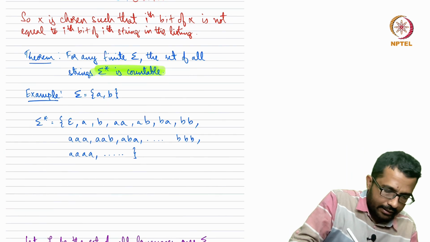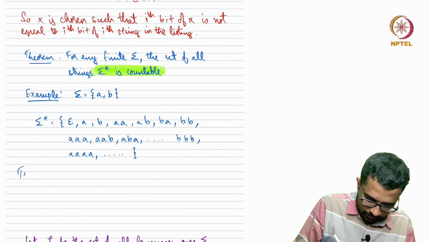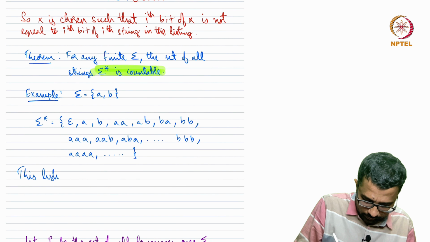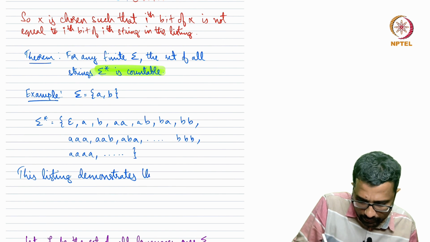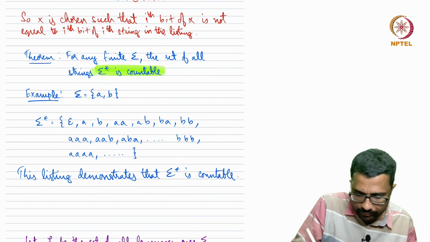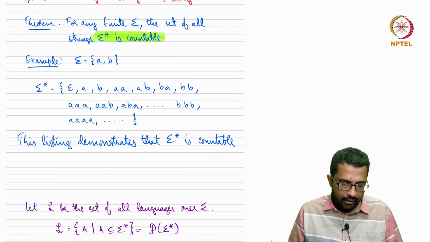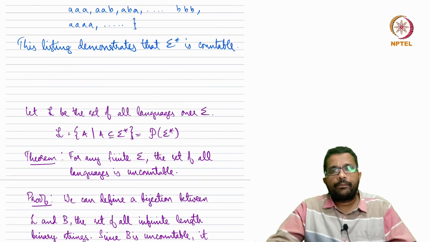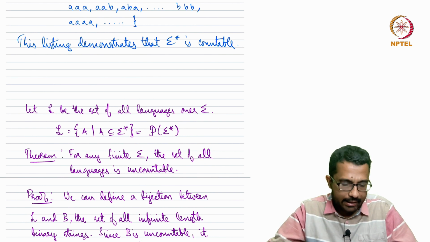So, this listing demonstrates that sigma star is countable. We are just directly giving the listing itself. So, sigma star is countable. Okay. Now let us move on to the next set.